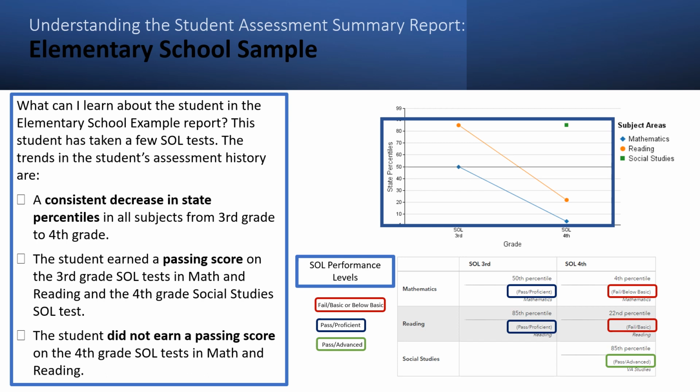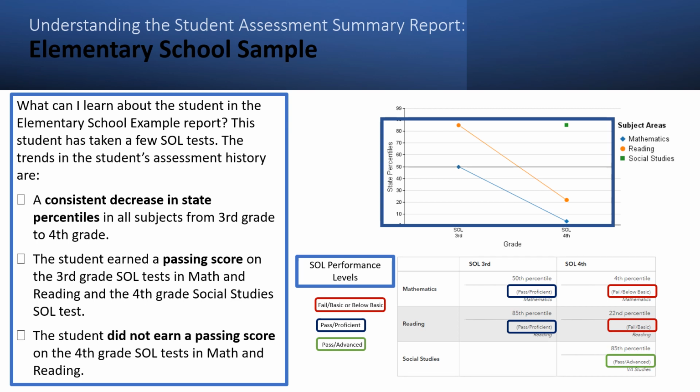We can see a consistent decrease in state percentiles in all subjects from 3rd to 4th grade. We can see those by the decreasing orange and blue lines, with the state percentiles representing in those 2 years from the 4th percentile to the 85th percentile. The student earned a passing score on the 3rd grade SOL test in math and reading and 4th grade social studies test.